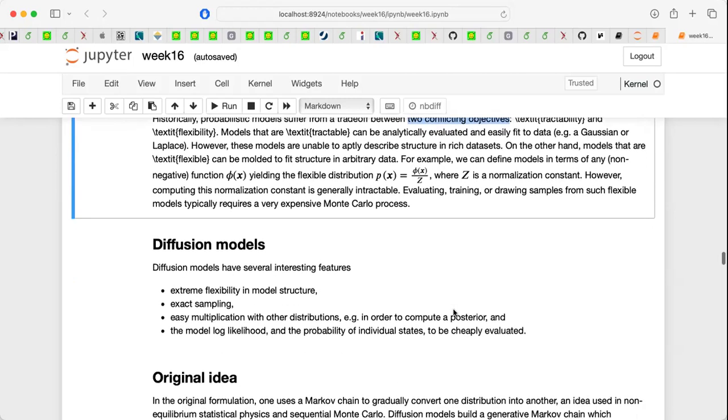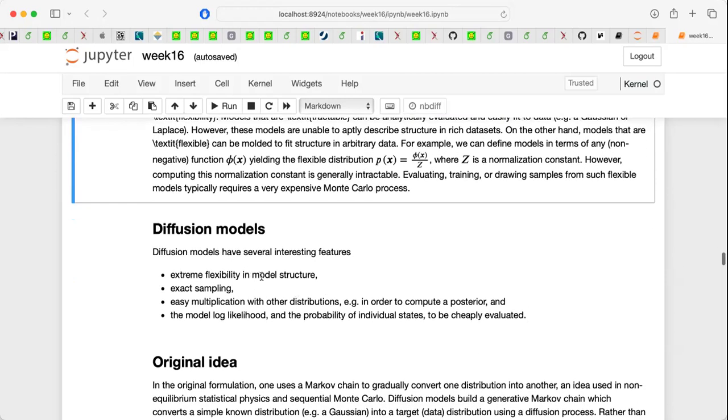Now, the diffusion models actually have quite some flexibility. So they're very popular because they have several interesting features. They can allow for exact sampling. We'll come back to that. There's an easy multiplication with other distributions in order to evaluate a posterior. And this is, again, a manipulation of different probability distributions using Bayes' theorem. And then the model log likelihood and the probability of individual states can actually be evaluated cheaply.